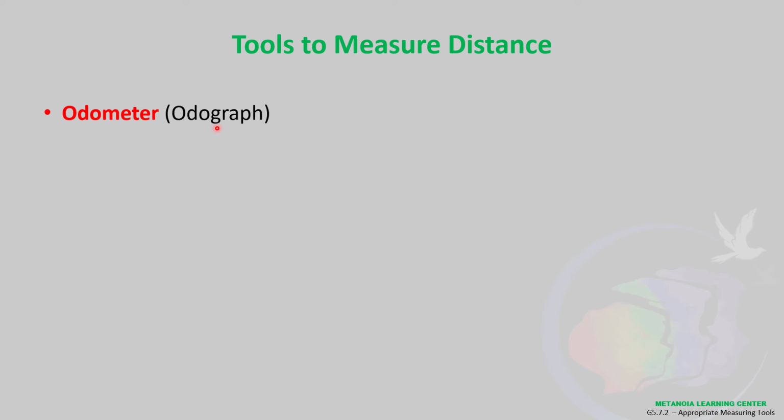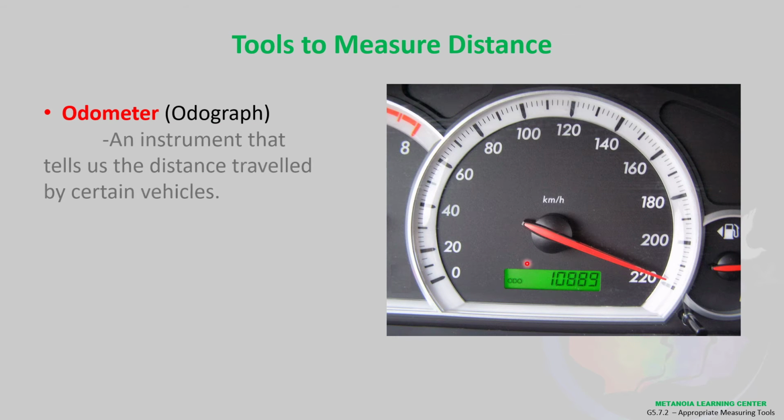Odometer or odograph. This is an example of an odometer, an instrument that tells us the distance traveled by certain vehicles. Again, this is the odometer, the count here, not this one. This one is called a speedometer. The speedometer measures how fast you are going, while an odometer measures how far you have gone since you bought the car. Usually you cannot reset that value unless it goes back to zero again after it reaches its maximum point. Okay?